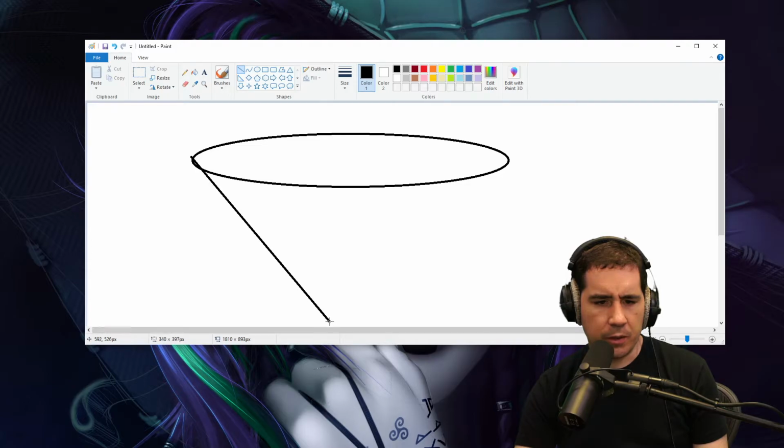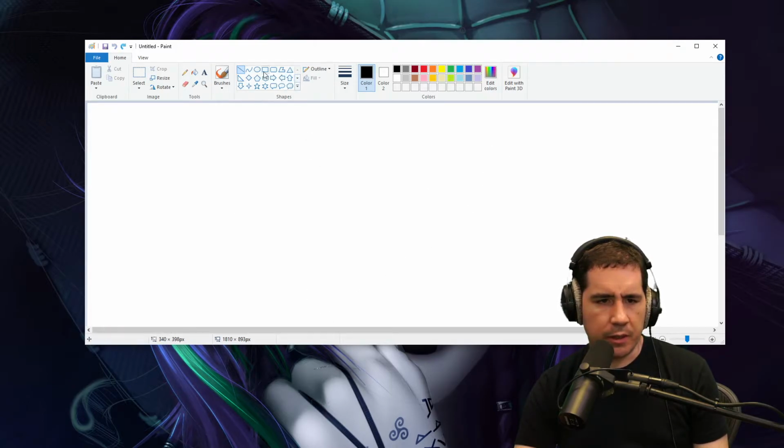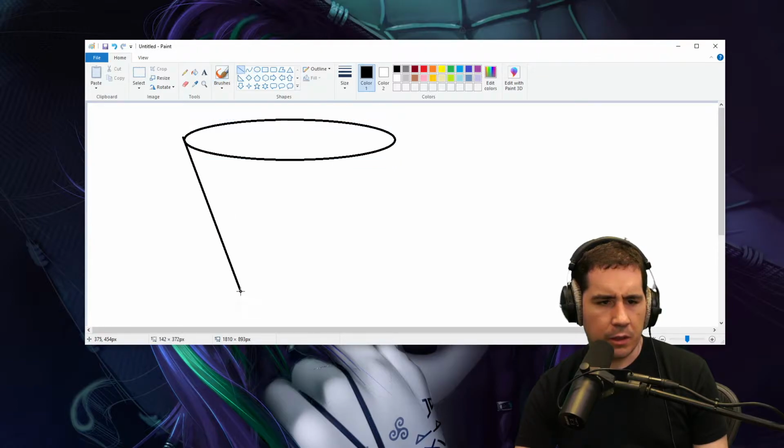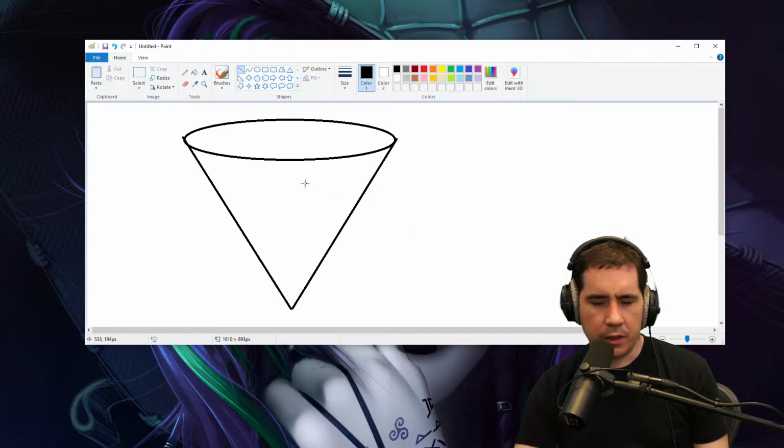ice cream cone. It's kind of too big, can be smaller. Or do this way. Okay, that's a funnel.